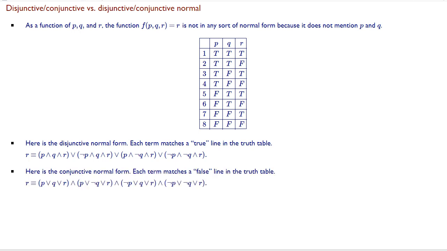If I want conjunctive normal form, I have to look at the false lines in the truth table. Let's look at the very last one. If P is true, or Q is true, or R is true, then the last line can't occur. So this corresponds to getting rid of line 8, and you can check for yourself that the other 3 false lines are disposed of by the other 3 terms.